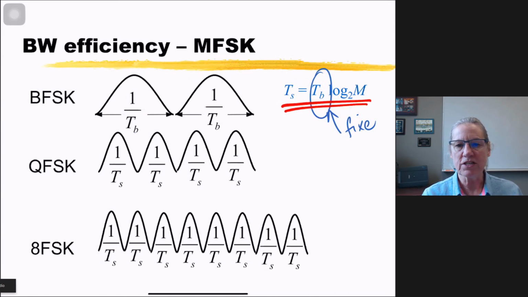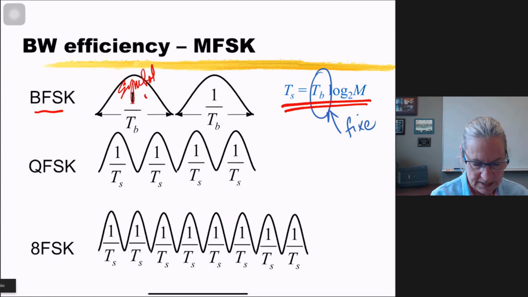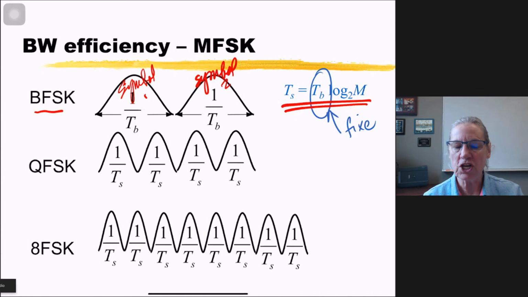and I start looking at what happens spectrally when I start increasing M. So in this illustration, TB stays the same, but of course as M gets bigger, then TS is getting bigger. And because TS is getting bigger, that means 1 over TS is getting smaller. And that means that the occupied bandwidth is getting smaller for each one of the frequencies. So if we start with FSK, in this case, this is symbol 1, this is symbol 2, and they each occupy a fair chunk of spectrum.